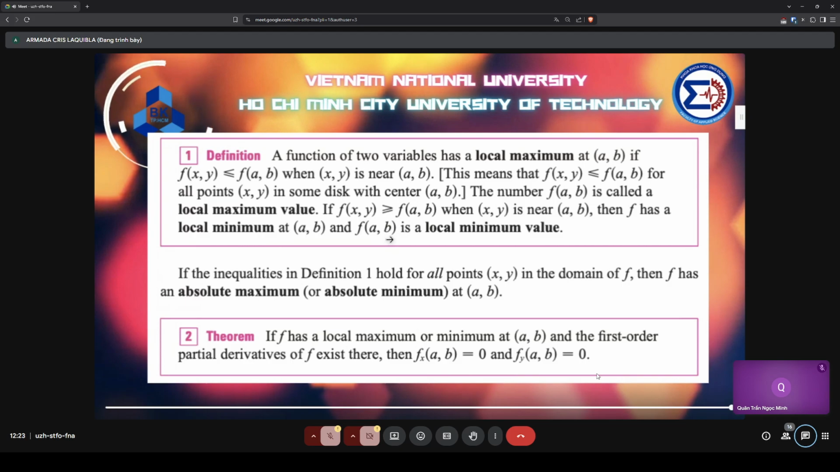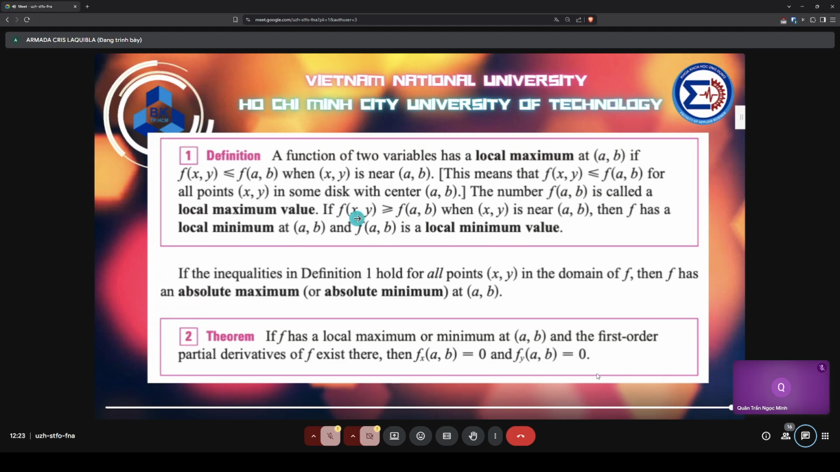Next, this means that f of x, y is less than or equal to f of a, b for all points x, y in some disk with center a, b. So the number f of a, b is called the local maximum value. Because as you can see there, this value here is greater than your f of x, y. That's the local maximum.